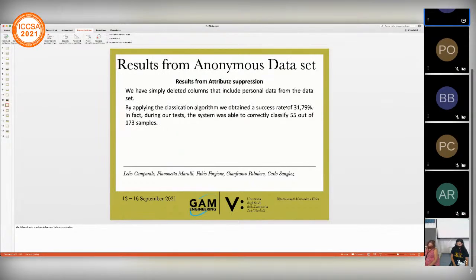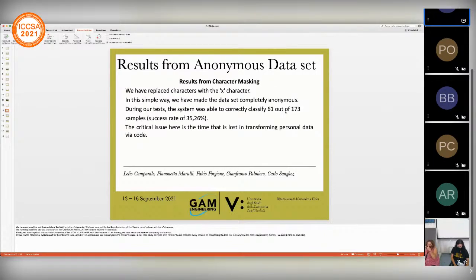But what about results? The results from attribute suppression were not so good. In this case, we have simply deleted the columns that include the personal data from the data set. So the code was pretty simple. But because the success rate was not so good for the purposes of the Fiber use case, we tried other techniques.